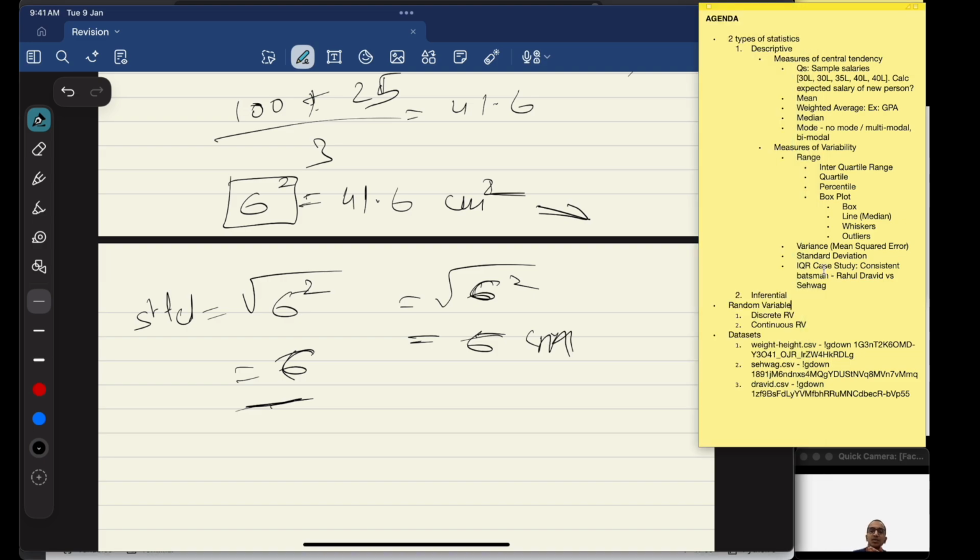That is what we use to communicate. So that is about standard deviation. Now let's look at the case study. I don't think there is much to say here.